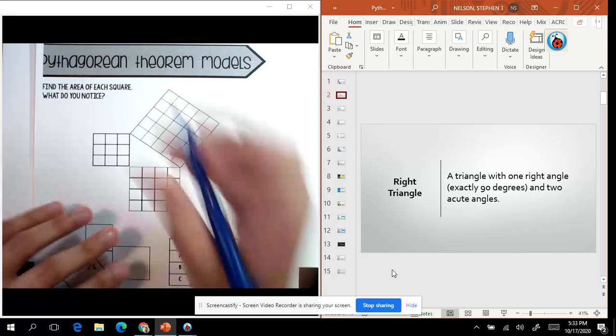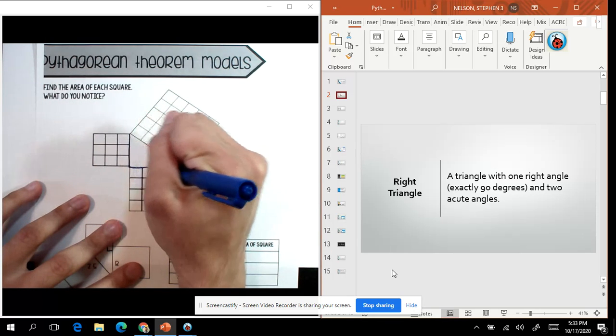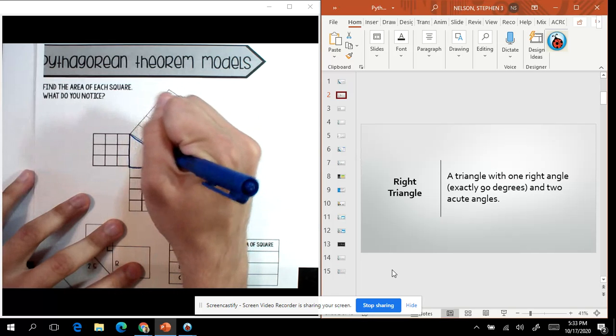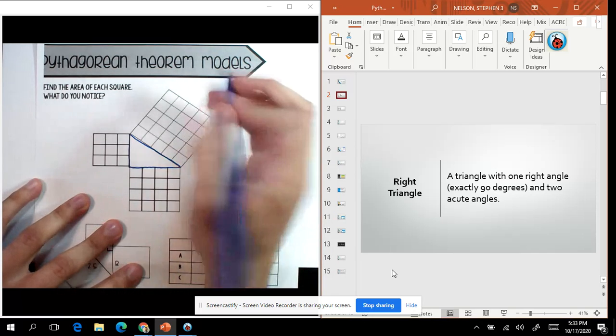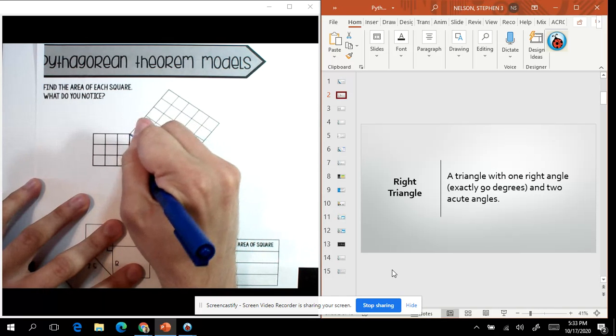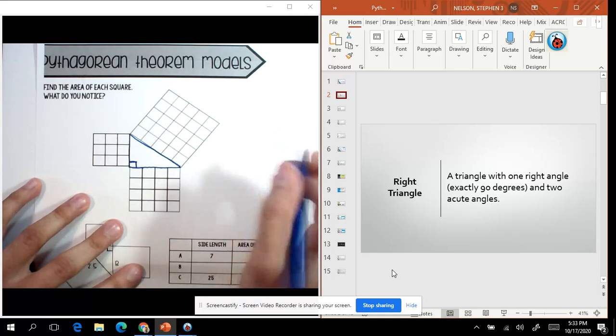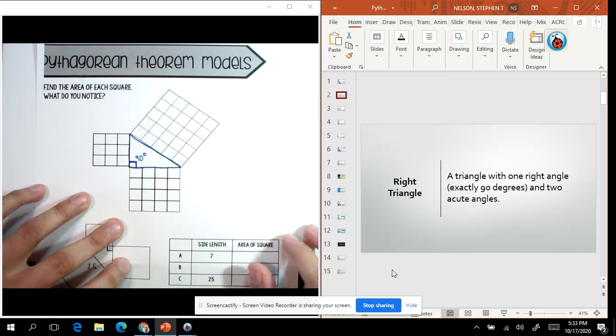So on your 8th Math Notes packet, we're given this example here. And I'm just going to make this right triangle a little bit more prominent. And the deciding factor that tells us it's a right triangle is this little box that denotes 90 degrees. So that's a right triangle.